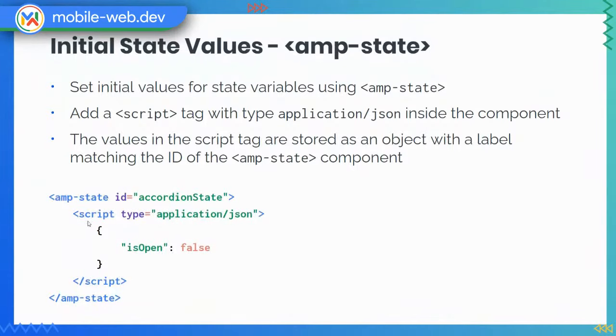And then you have to use the script tag, with type as application/json. This is the norm for using the script tag inside this. And then you have to create your variable and set its default value. So in this case, is open is equal to false, which automatically means that is open is a boolean variable and the default value is set to false.